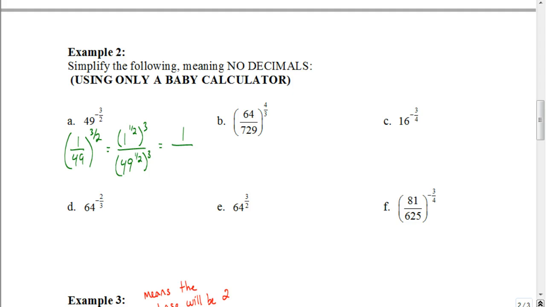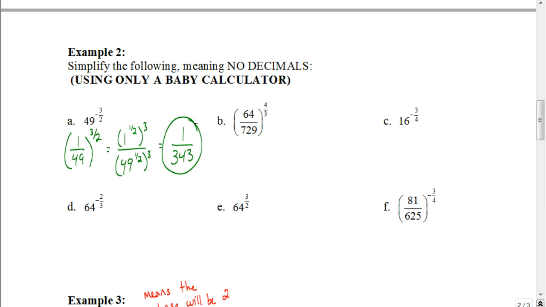Now on the quiz or the test, you'll be able to use a baby calculator at this point. But your baby calculator will not have an exponent button. You just have to know that 7 cubed, we'd have to use repeated multiplication and take 7 times 7 times 7 to get 343. And we would leave our answer as a fraction, not as a decimal.